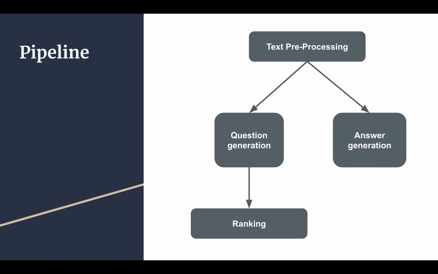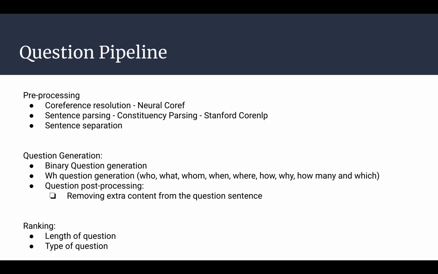So for our pipeline, we do text pre-processing, which feeds into our question generation and answer generation. Questions are then ranked. For the question pipeline, we begin with pre-processing using coreference resolution to create coreference chains, sentence parsing, specifically constituency parsing, and sentence separation, where we take sentences with conjunctions and break them down into smaller sections. Question generation includes binary question generation, which we then leverage for our WH question generation. We then do question post-processing, where we remove extra content. For rank, we do length of question and type of question as our main heuristics.